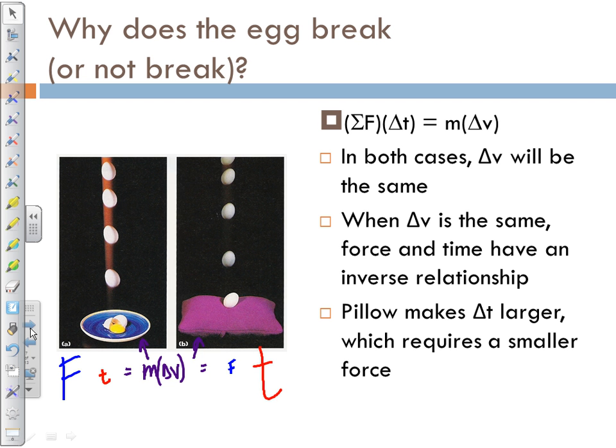The plate on the left has a very short time to bring the egg to a stop, so it must apply a greater force. And as you can see, applying a greater force to this egg does what to it? Breaks it. So when delta V is the same, like I said, a lot of times that means when it's stopping. When delta V is the same, force and time have an inverse relationship.